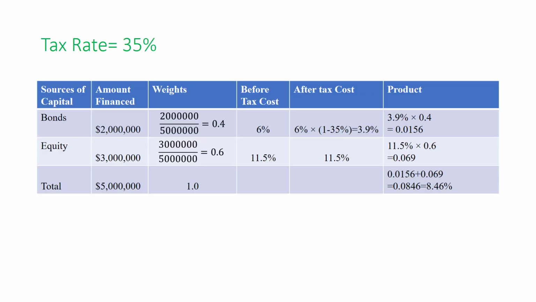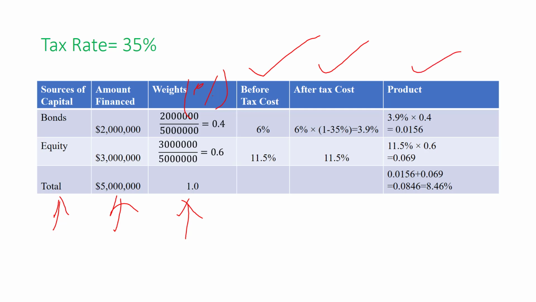So here I have given you the basic framework I usually like because it makes it easy to understand. First column, you have sources of capital. Second column, you have the amount being financed through each source. Third column, you have the weights, meaning what percent is being financed through each source. And you have before tax cost, after tax cost, and the product.